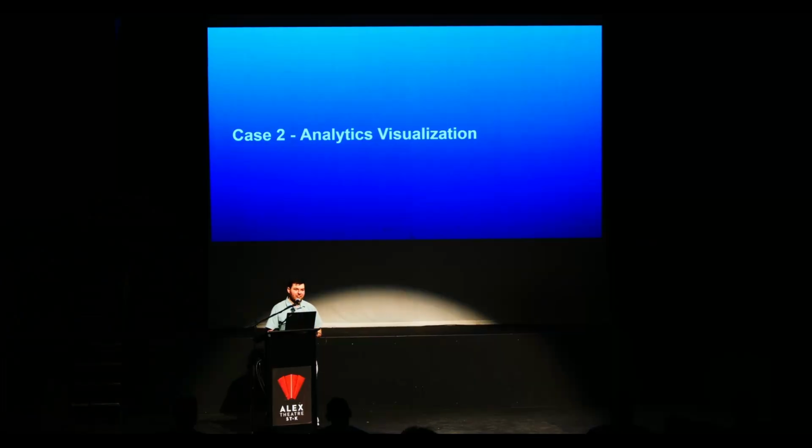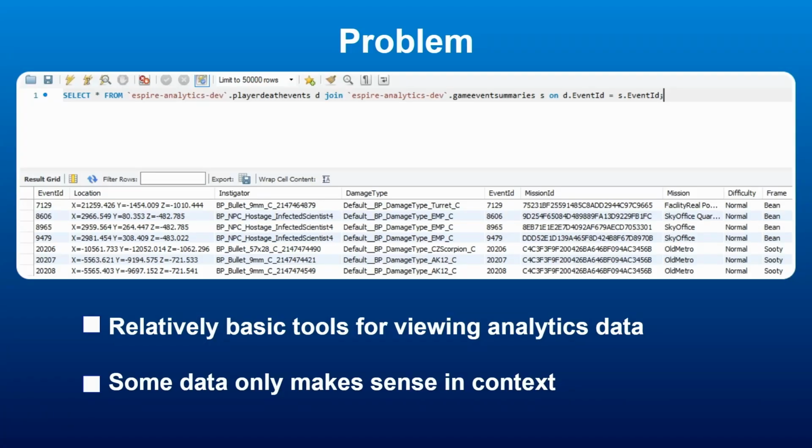The second use case that we found for this was analytics visualization. Recently, we've added analytics to the game, and it's really cool, and there's lots of data that can be seen in graph formats and stuff, but some data you kind of need to have that context of where it was actually happening. Such as here, we've got player deaths, and location doesn't really make sense without a map.